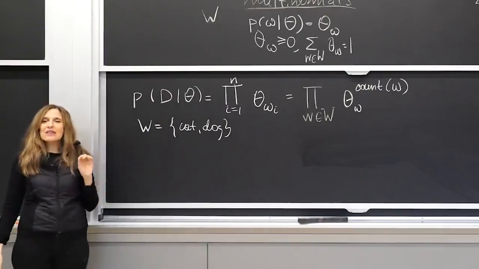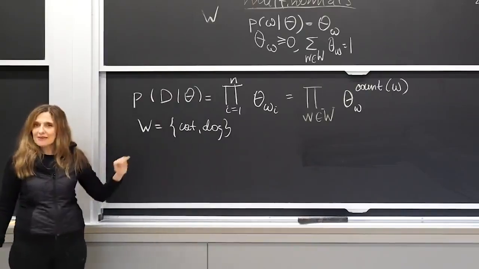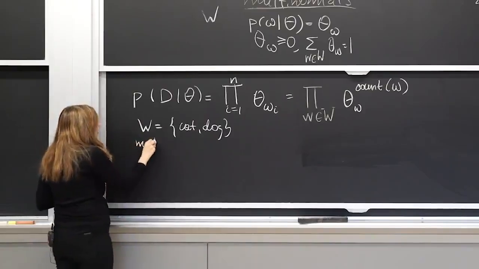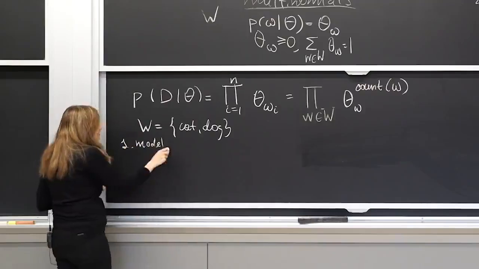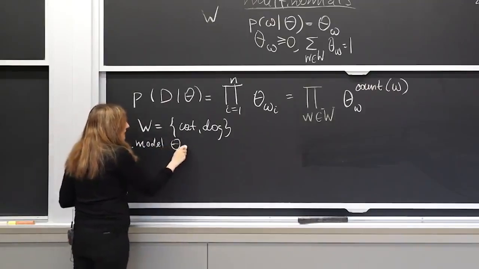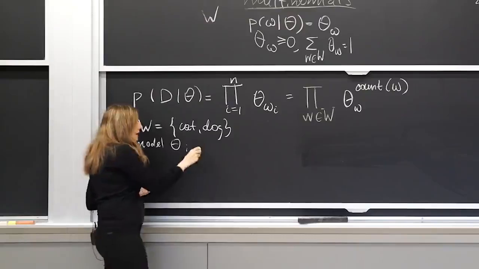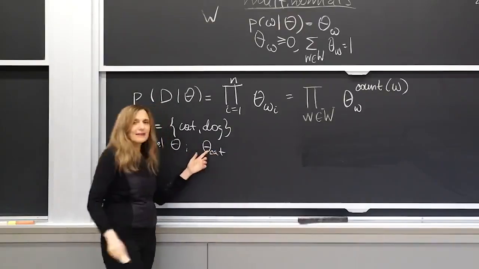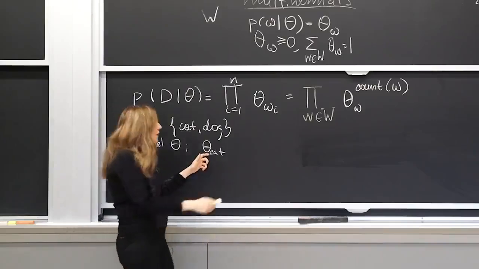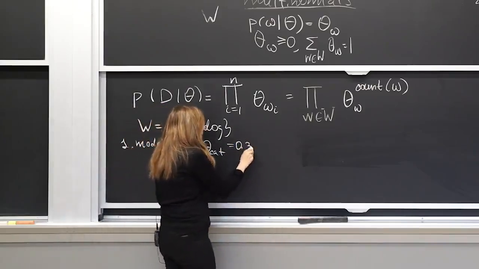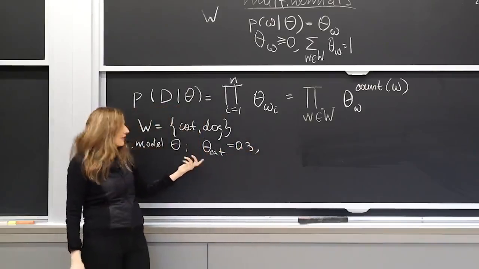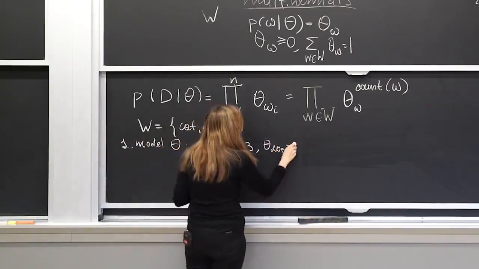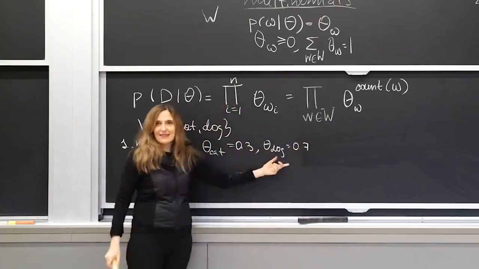And now I am going to write 2 different models that operate over this vocabulary. So this would be the first model. This is model number 1, which takes parameter theta. And I will decide that in this particular model, theta of cat, the likelihood of generating the word cat, would be 0.3. And the likelihood of the word dog in this case is kind of obvious, correct? It's going to be 0.7. As you can see, they sum to 1.